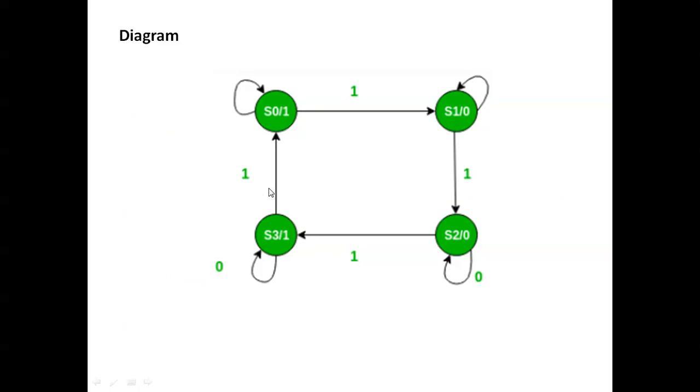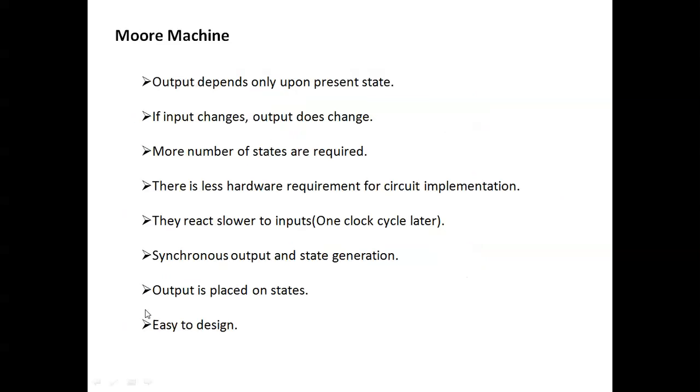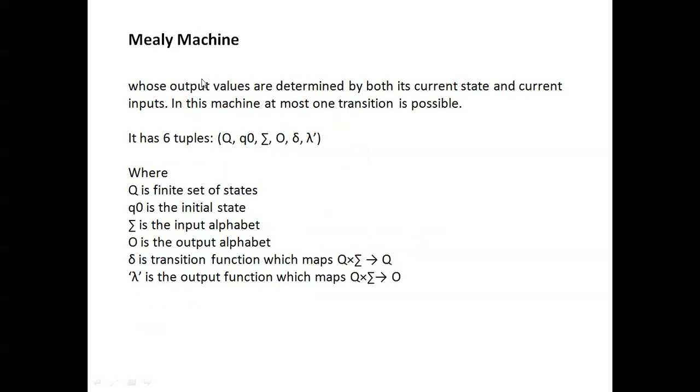Okay, so this is a more static diagram. And the basic features of a Moore machine: output depends only upon the present state, and if the input changes, the output does not change. More states are required, and less hardware is required for the circuit implementation. They react slower to inputs, one clock cycle later. Synchronous output and state generation. The output is placed on the states, and it is easy to design. So these are the features contained in a Moore machine.